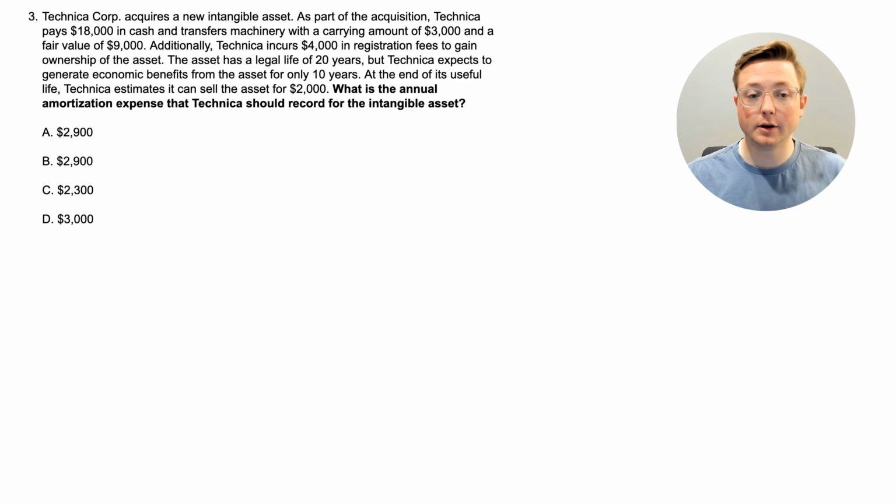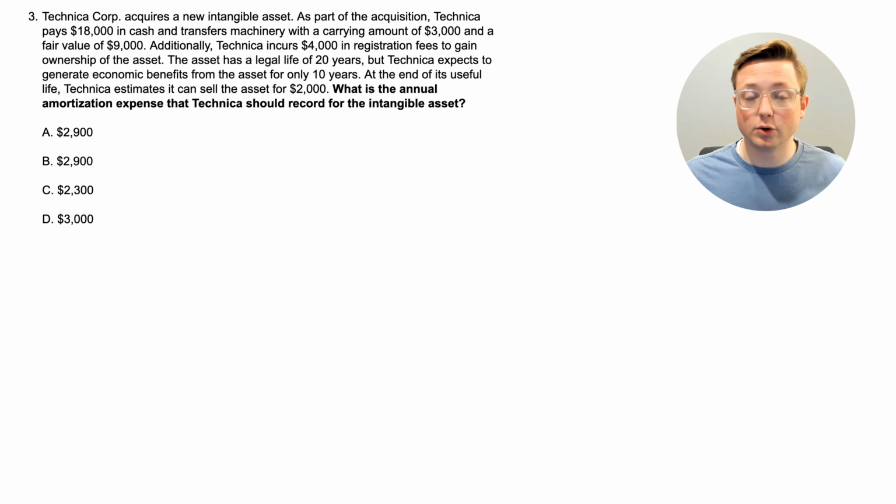Okay, let's go up to the top here. Technica Corp acquires a new intangible asset. As part of the acquisition, Technica pays $18,000 in cash and transfers machinery with a carrying amount of $3,000 and a fair value of $9,000. Additionally, Technica incurs $4,000 in registration fees to gain ownership of the asset. The asset has a legal life of 20 years, but Technica expects to generate economic benefits from the asset for only 10 years. At the end of its useful life, Technica estimates it can sell the asset for $2,000.